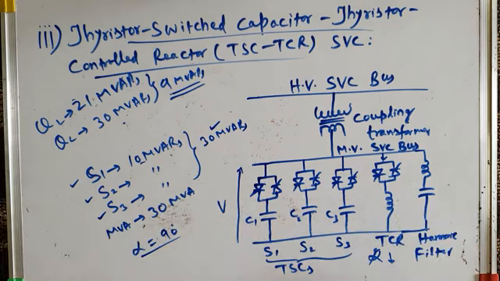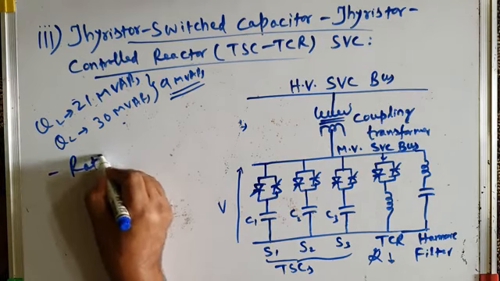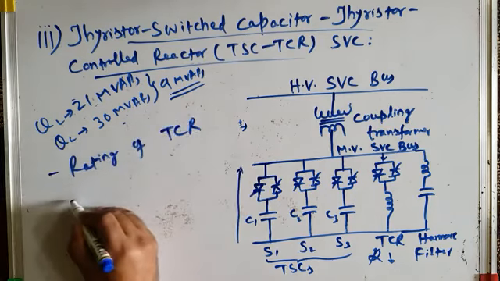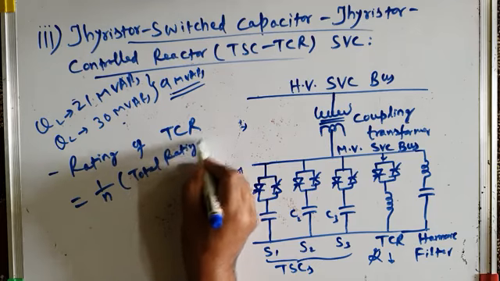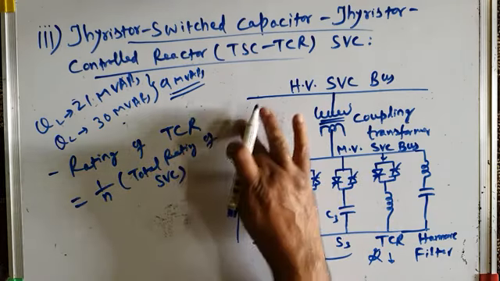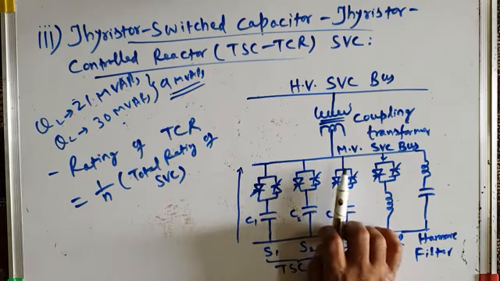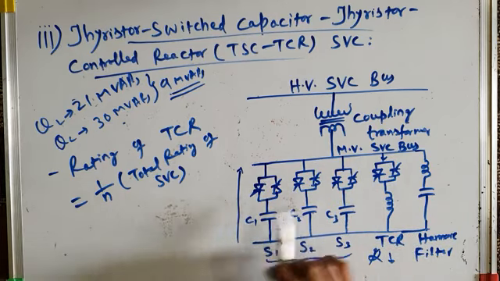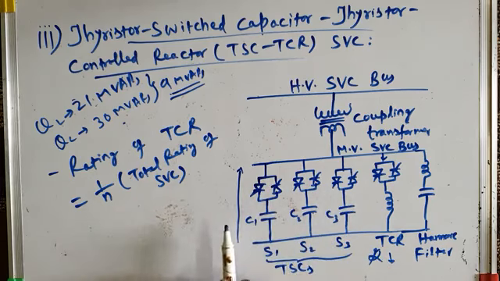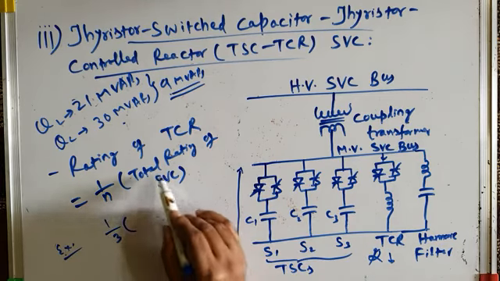Therefore, the MVA rating of the TCR is 1 by n of the rating of all TSC branches taken together. So I will write here: rating of TCR is equal to 1 by n of the total rating of SVC. In fact, the total TSC rating is equal to this SVC rating. What is the total MVA rating? 10 plus 10 plus 10, for example, 30 megawatts. But what has to be the rating of the TCR? Not 30 megawatts. It will be 1 by n of the total rating of SVC. And what is 1 by n in this case? How many TSCs are we using? In this example, it is 1 by 3.